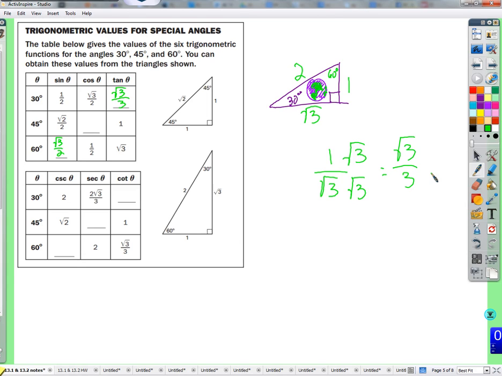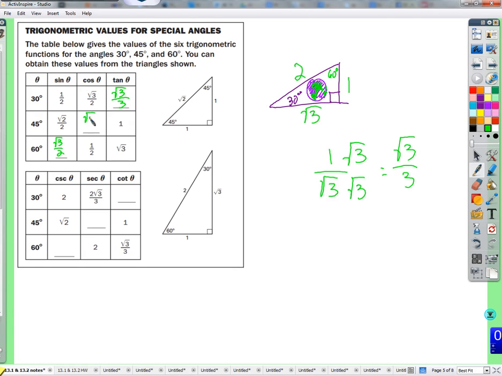If you were to flip this over and rationalize that denominator, you'd find the 3's canceling and you get just the square root of 3. Or you can start with 1 over the square root of 3 and flip it over, you get the square root of 3 over 1. Or you can just look at the triangle, and the tangent is opposite over adjacent, square root of 3 over 1.